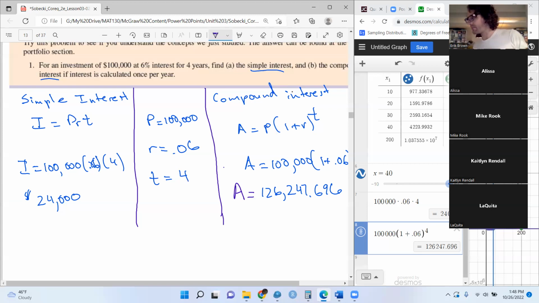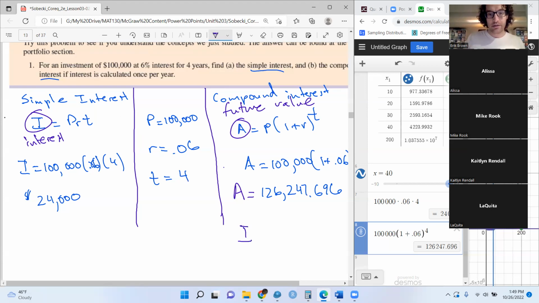Well, let me talk you through this. Oh, wait, we have an answer. Yeah, one has the 100,000 in it, right? So this number here is a future value, meaning account balance, whereas this is just interest. So if we want to calculate interest in the compound interest formula, we have to subtract the principal. In other words, interest is A minus the principal.